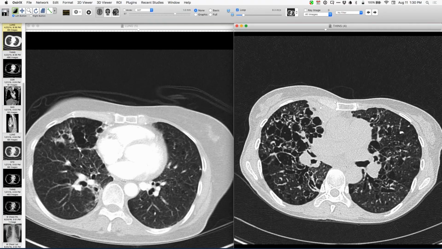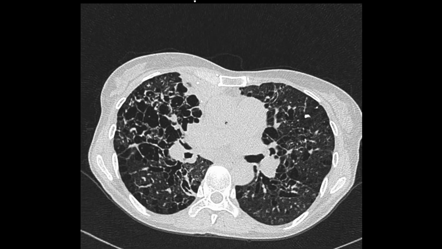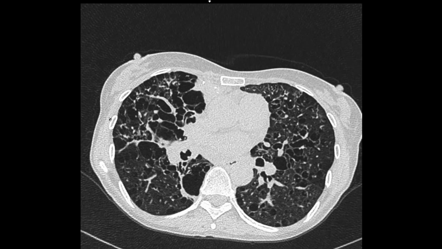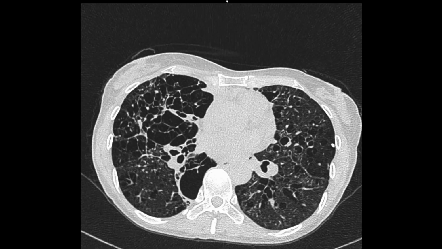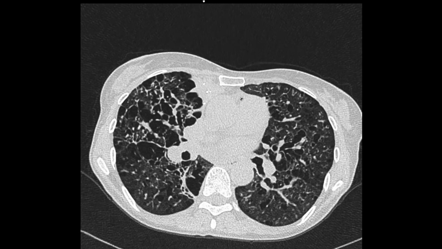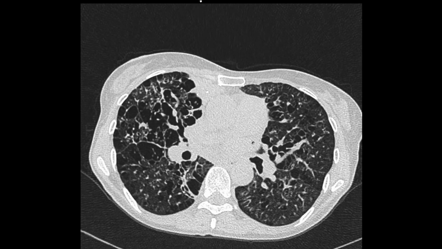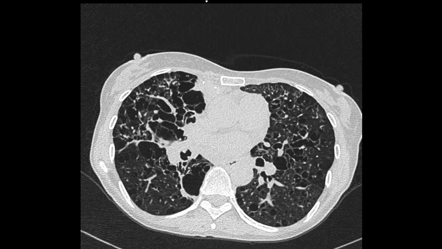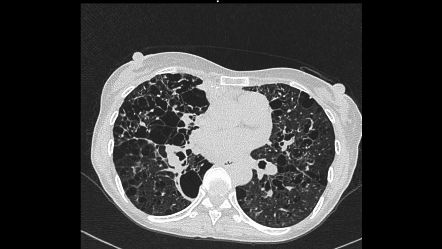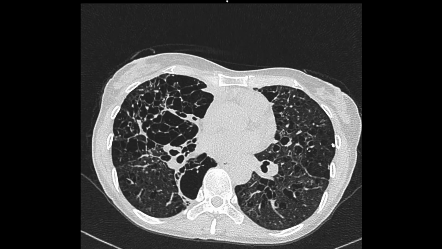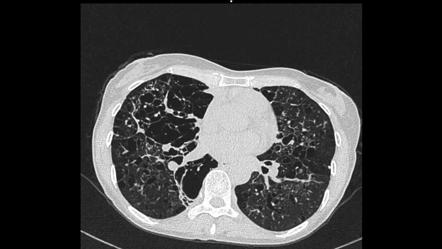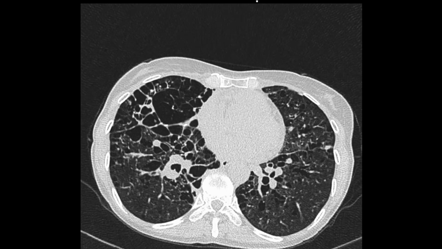Let me just bring this up and take a look at that. In some areas like this, you can see, let me just go up here, how severe the bronchiectasis is. Look at these airways here, really pulled open, and yet they don't have really thick walls. And then tremendously progressive cystic lung disease.